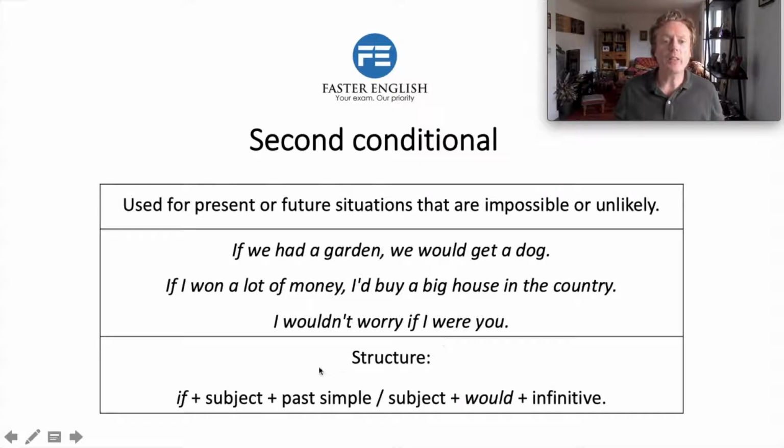The structure here, with the if clause, we use the past simple form, verb to be, so had, or won, or were. And on the other side, we use would or could plus the infinitive. So would get a dog, would buy. This I'd is would buy. Okay. As I said, you can watch this again and pause if you want to review these or study them from your grammar book. Now we'll look at how we can put these into our writing and speaking.